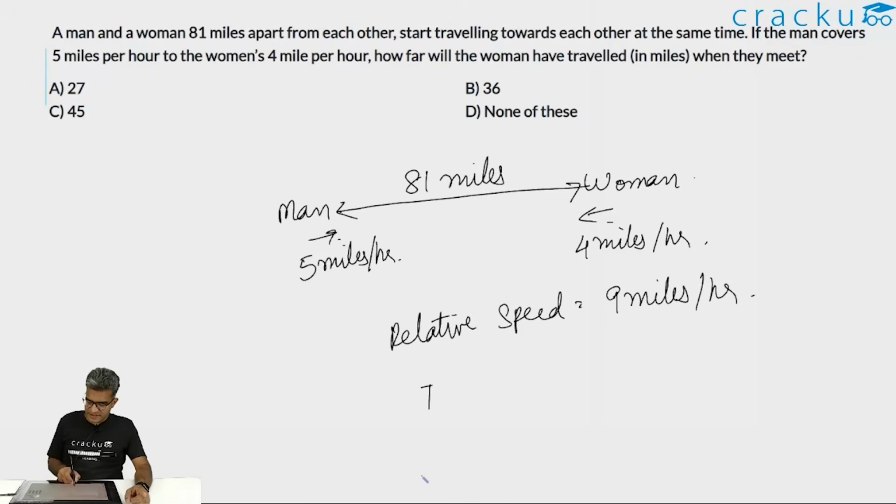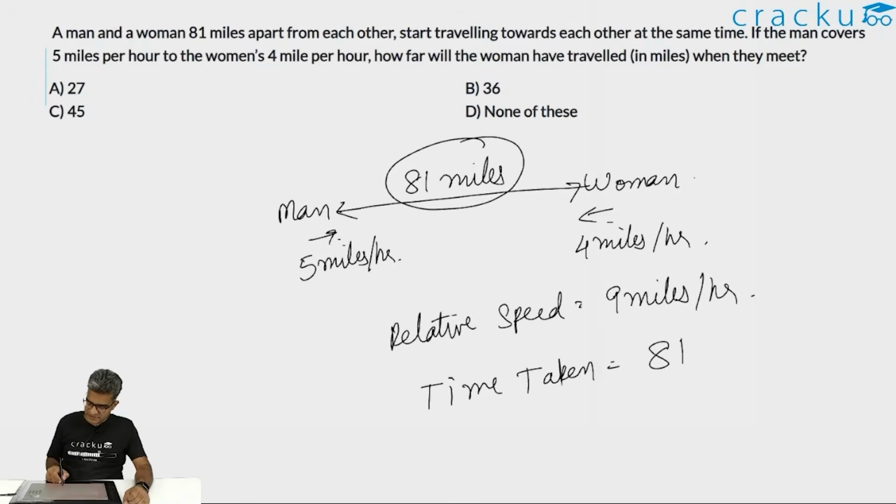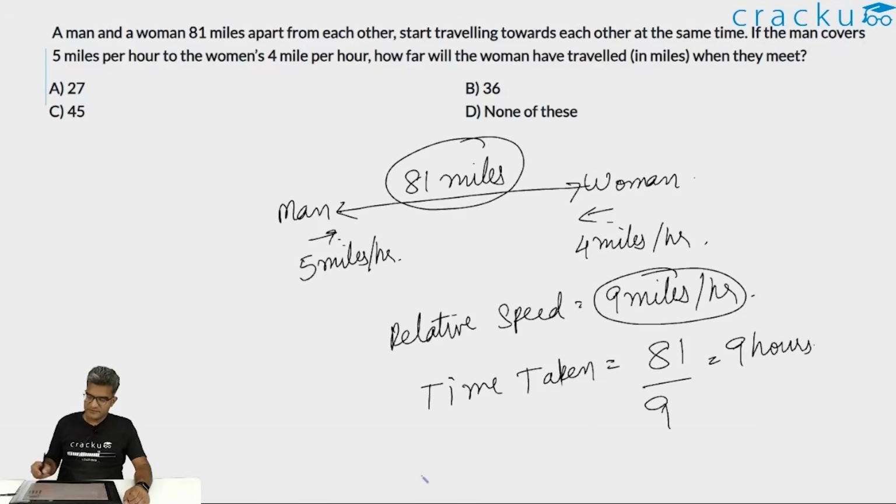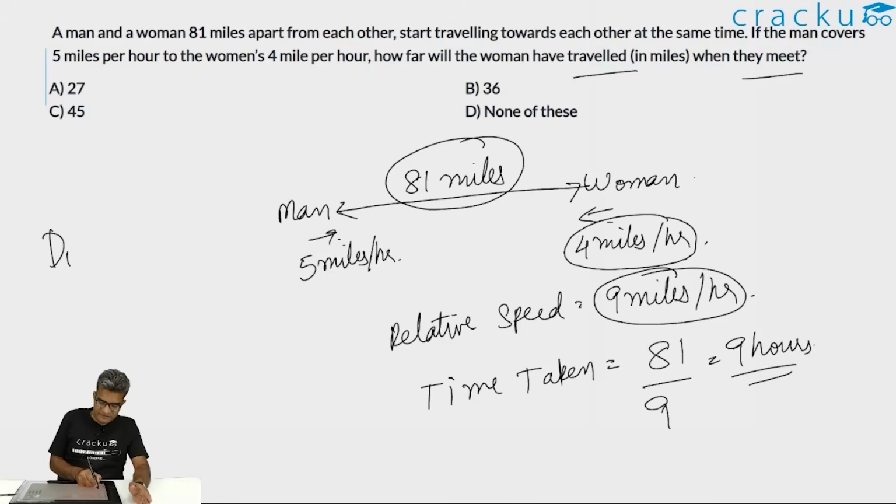So what is the time taken? The time taken is the distance between them, which is 81 miles, divided by their relative speed, which is 9 miles per hour. This will come to equal 9 hours. So what is the distance that the woman has traveled in miles when they meet? So what this means is they travel for 9 hours. For each of those 9 hours, the woman is traveling at 4 miles per hour. So the distance traveled by the woman will be 9 hours into 4, which is 36 miles.